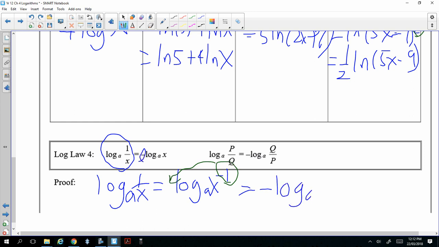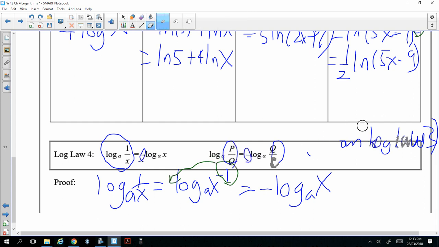And the same thing when you switch things around, p over q becomes q over p, just add an extra minus. So this is just an application from log law 3. That just comes from log law 3. Okay, good.